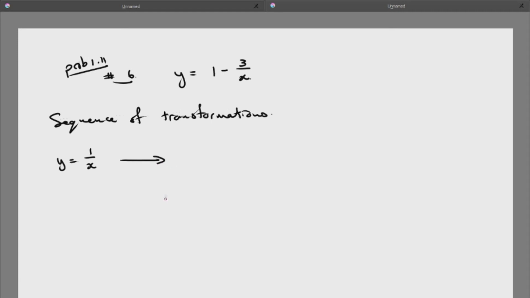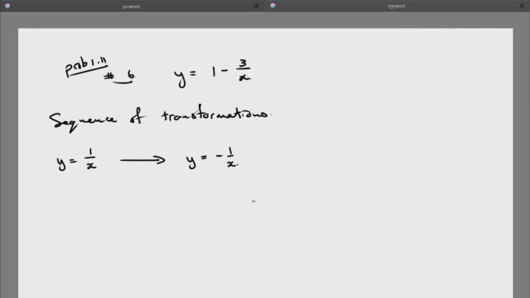I'm just going to focus on the sequence of transformations because once I see in isolation what they are, doing the corresponding thing to the graph is pretty straightforward. So in the interest of saving time, I'm not going to graph everything, but you should always be able to graph it. Next, I'm going to multiply the right-hand side with negative 1.